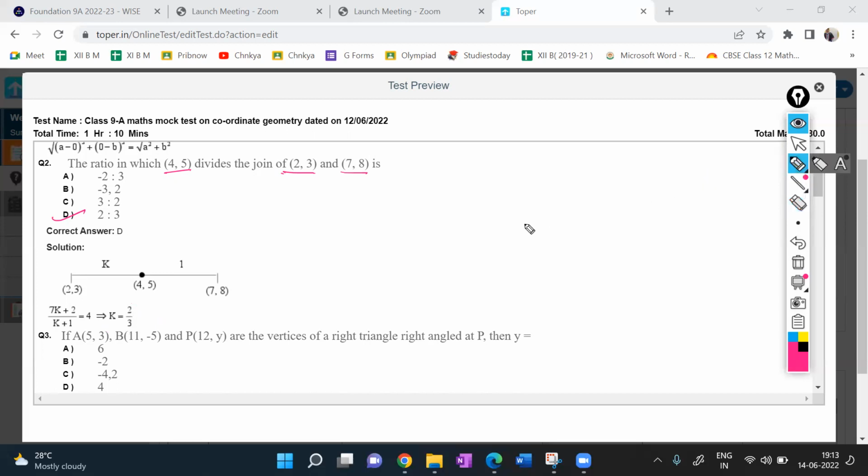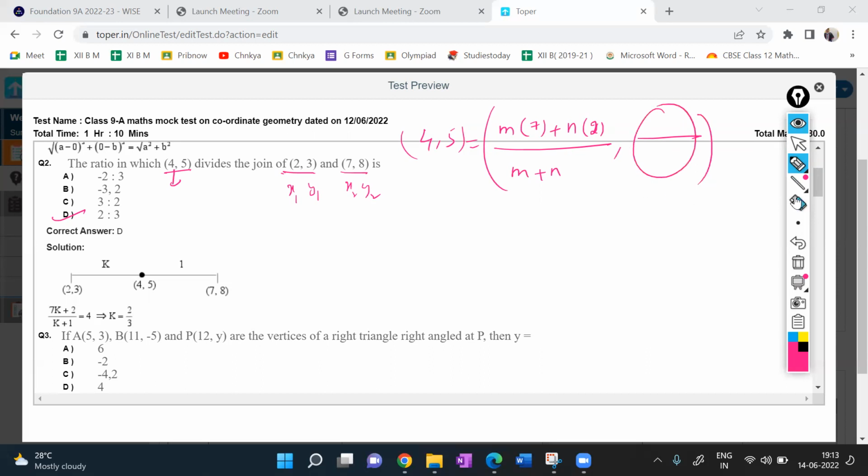We need to find out the ratio. I asked you to take a look at this. This is the point given to you, 4,5. We have already solved this, and this is x1, y1, x2, y2. m into x2, which is 7, plus n x1, divided by m plus n. We need one coordinate. You need not do the other one as well. Same thing, you substitute, you will get the y coordinate here.